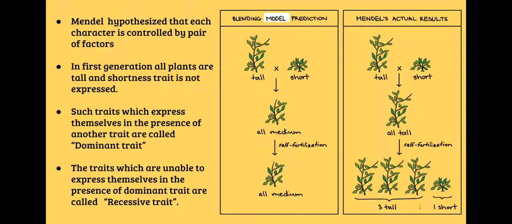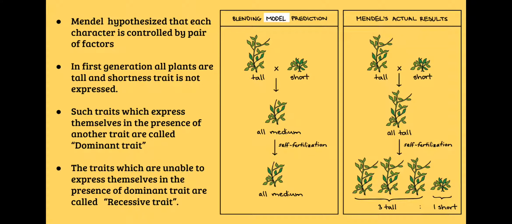Mendel hypothesized that each character is controlled by a pair of factors. In the first generation, all plants are tall and shortness trait is not expressed. Such traits which express themselves in the presence of another trait. So here, since tallness was able to express itself better in the presence of shortness being present, or short parent being present, we call tall as the dominant trait because tall is being expressed prolifically.